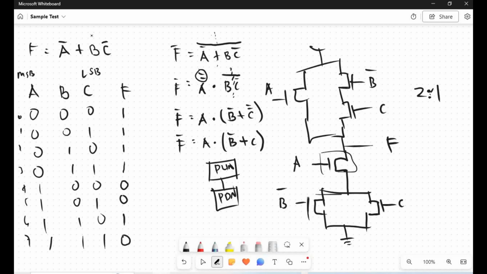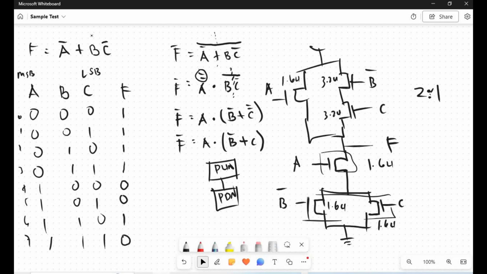items here, if you want to have 0.8, we should have a size of 1.6 micro for transistor A, 1.6 micro for transistor B, and also 1.6 micro for transistor C. Since this is 2:1, this should be 1.6 for transistor A. Transistor B is 3.2 micro and C is 3.2 micro.